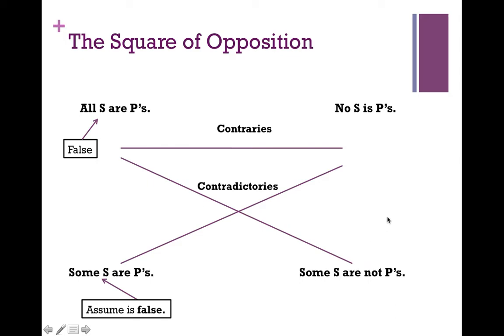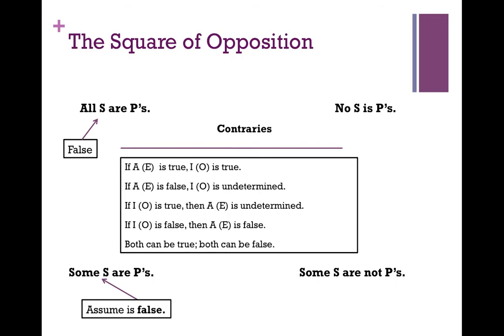The same thing is going to apply on the right-hand side. If an O form statement is false, well then that would mean that an A form proposition is true. And if the A form proposition is true, that would mean that the E form proposition, no S is P, is false. And so just like on the left-hand side, if the bottom statement is false, that means the one above it is also false. And I'll just list that up here. If I is false, then A is false. If O is false, then E is false.